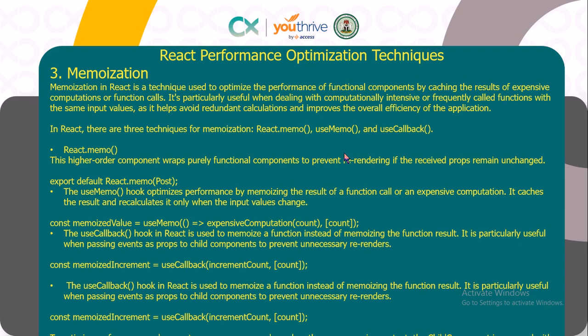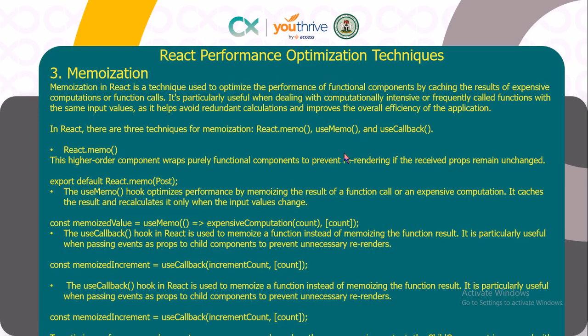It caches the result and recalculates it only when the input value changes. So: memoize expensive calculation, count, and a count dependency. So the useMemo is used to do what? It is used to save the result of a function. That's what a function returns.